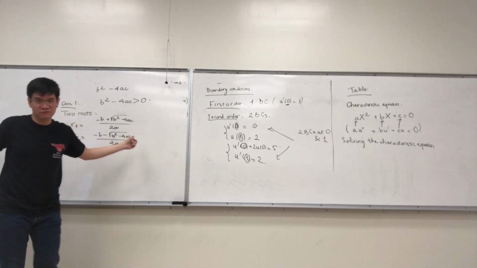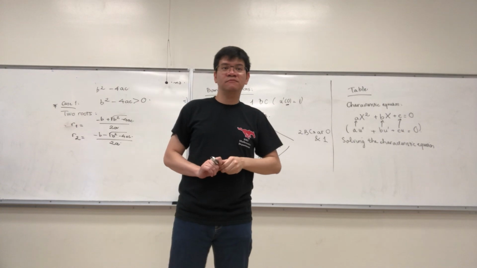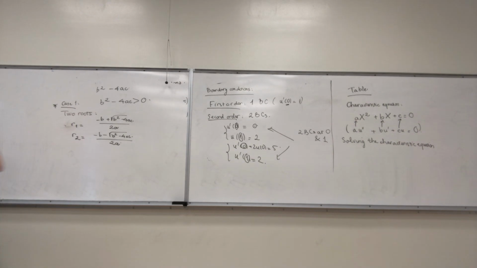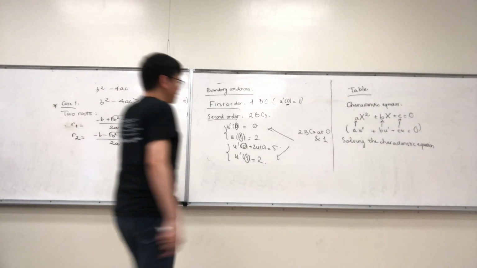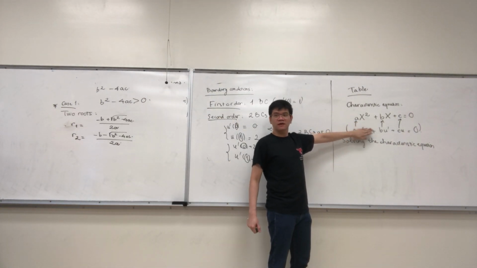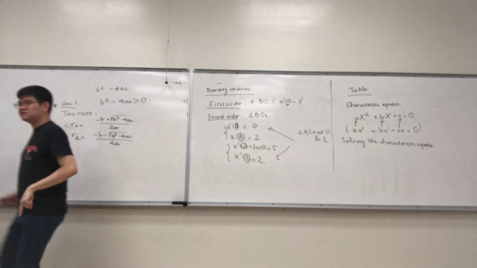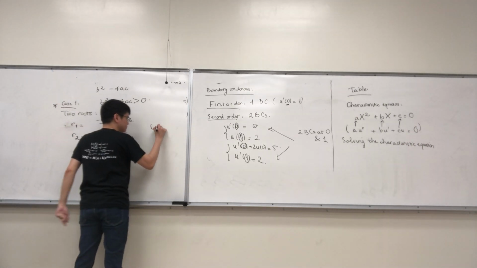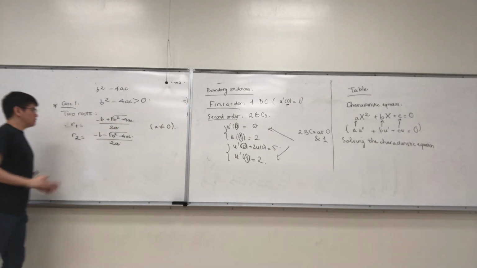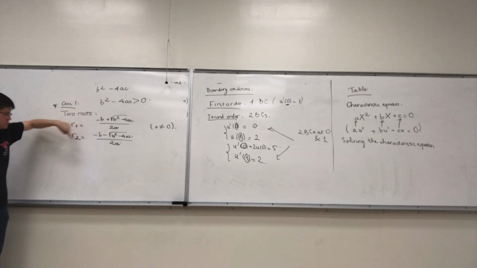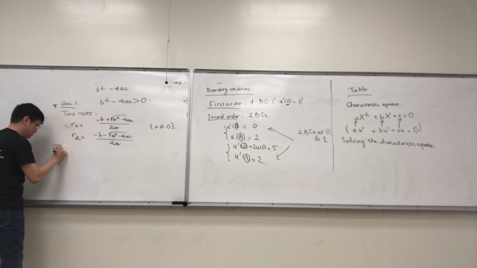Question: what happens if a is 0? First order. It's first order, excellent. Alright, so if a is 0, this term is missing. So you're going to have a first order differential equation. In order to keep this a second order differential equation, a has to be different from 0. Alright? Right, so in this case, you have two roots. R1 is this one and R2 is this one. So you have two solutions.